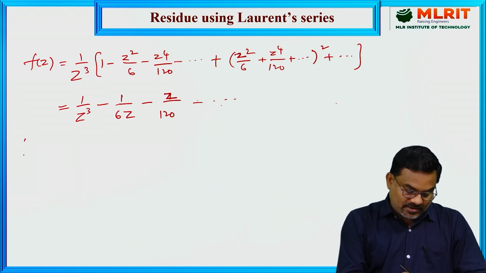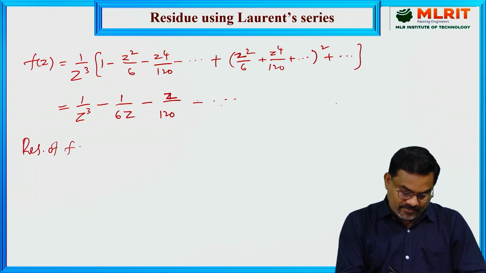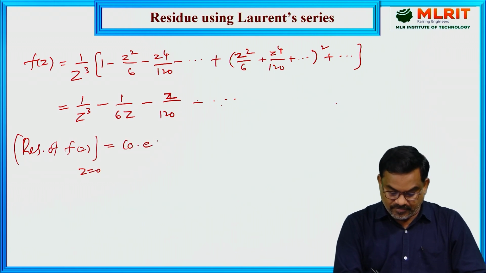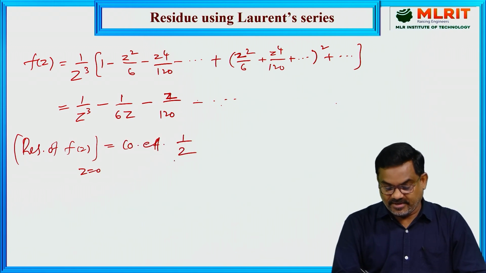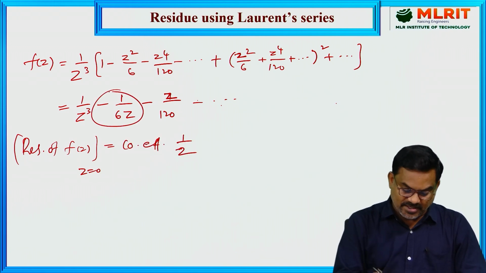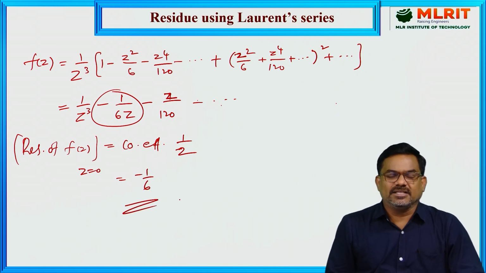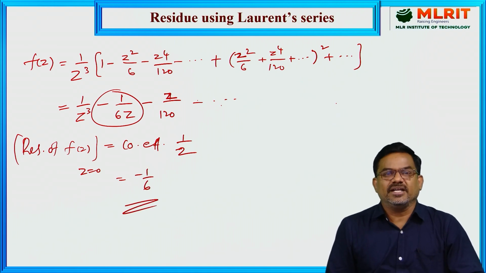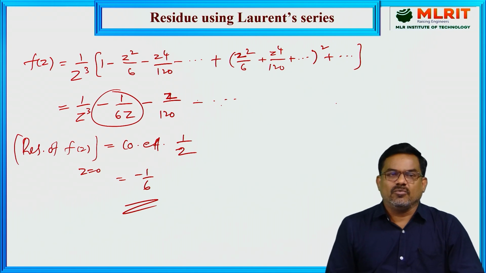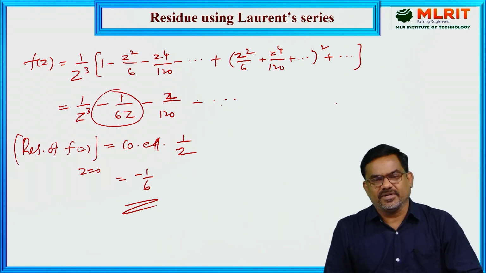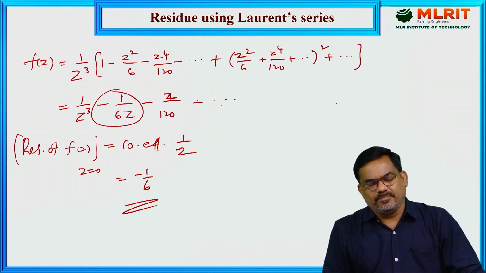So the residue of f at z equal to 0 is the coefficient of 1 by z. Now what is the coefficient of 1 by z here? Minus 1 by 6. So by expanding the given function as a Laurent series and finding the coefficient of 1 by z minus a, we can find the residue of the given function at the given pole z equal to a.